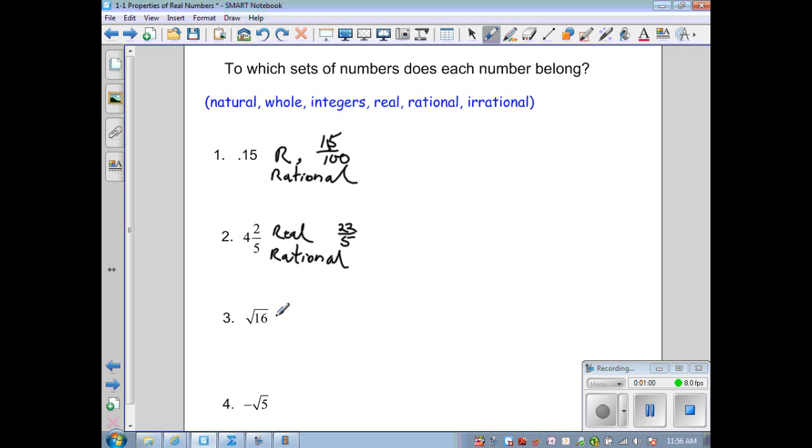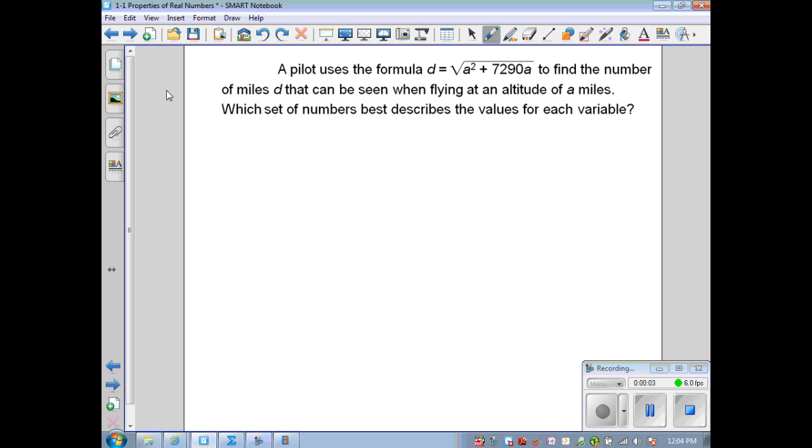Number 3, the square root of 16, when you simplify, is 4. Therefore, that would be included in the natural numbers, the whole numbers, the integers, and the real numbers. Also, that can be written as a fraction, which is 4/1. Therefore, it is also rational. Number 4, the square root of -5, is not a perfect square. Therefore, this is an irrational number, but it is real.